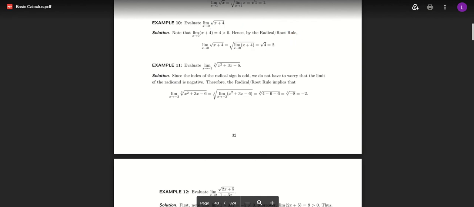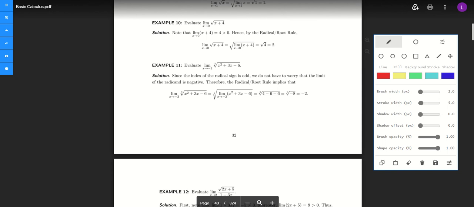I'll just remove the handwritings or markings. Let's continue. Example 11. So we are asked to evaluate the limit of cube root of x squared plus 3x minus 6 as x approaches negative 2. So still it's under a radical or root function. So probably the rule that we will use under the limit theorems would be the radical rule.